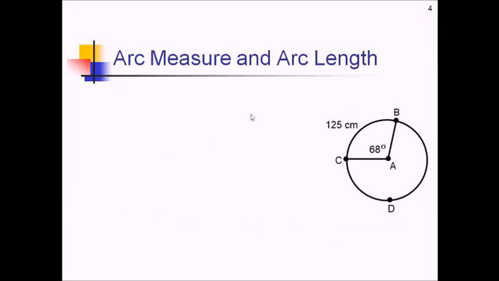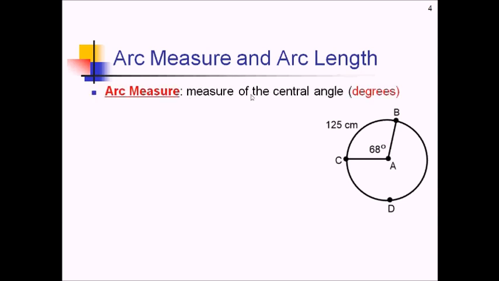To go any further into this lesson, we need to know the difference between what is called arc measure and arc length. These are not the same thing, even though they look like they'd be kind of similar. Arc measure is the measure of the central angle. It's a measurement in degrees. This is what you've been finding the last lesson or so. This is always out of 360 degrees. For example, on this circle, you would have an arc measure for BC of 68 degrees.